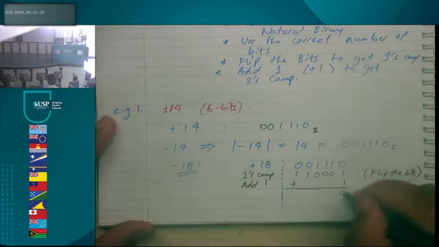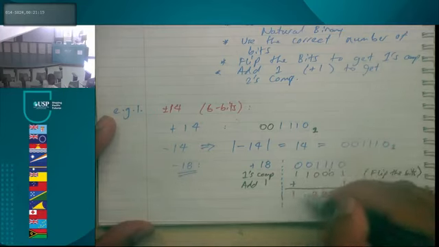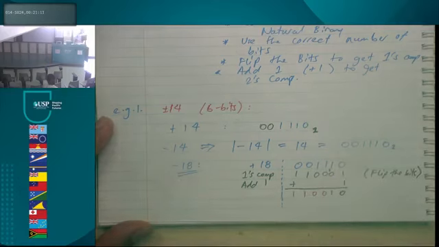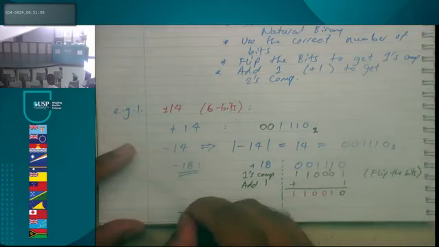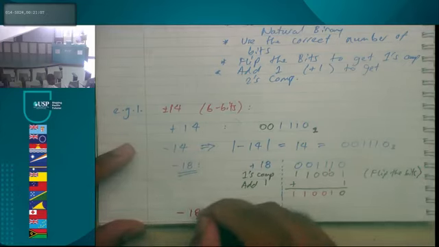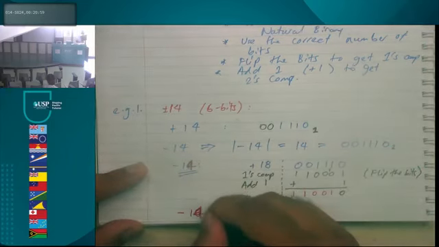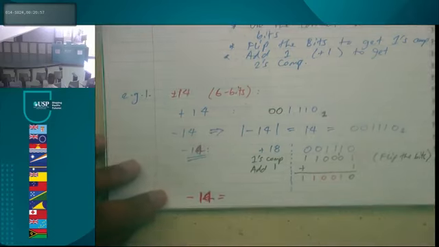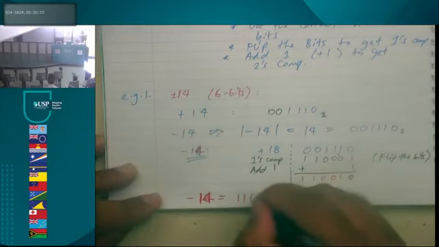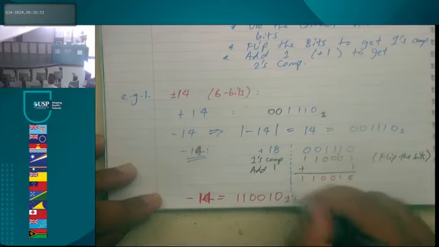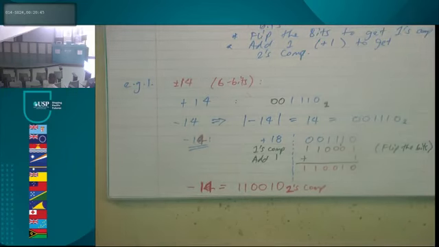One plus 1 is 10, carry 1. 1 plus 0 is 1. So we get 1, 1, 0, 0, 1, 0. I should have just written 14 here; I rewrote the question the wrong way. Negative 14 is 110010, and that is in 2's complement.